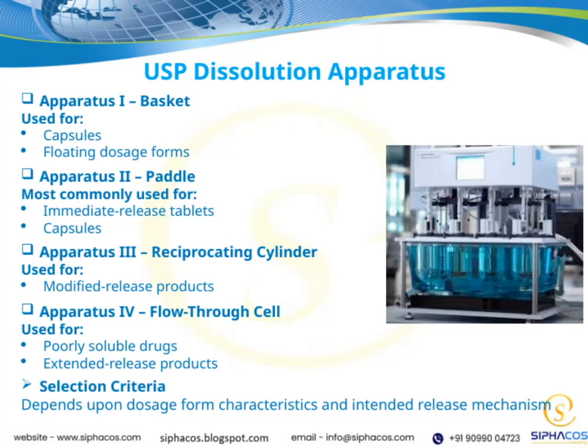Let's talk about the USP dissolution apparatus, the tools we use to test how drugs release their active ingredients. Apparatus I, the basket, is great for capsules and floating dosage forms. Apparatus II, the paddle, is the most common, ideal for immediate-release tablets and capsules. Then there's apparatus III, the reciprocating cylinder, designed for modified-release products. Lastly, apparatus IV, the flow-through cell, works well for poorly soluble drugs and extended-release formulations. Choosing the right one depends on the dosage form and how the drug is meant to release.